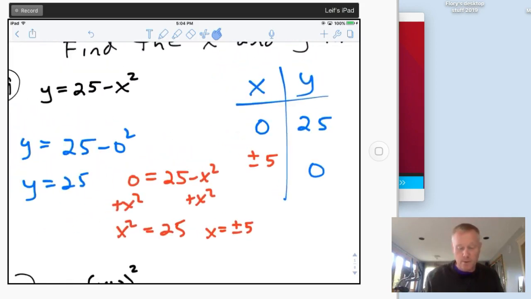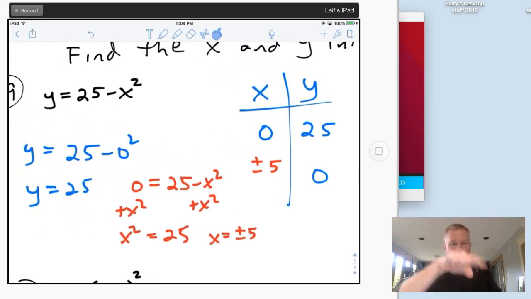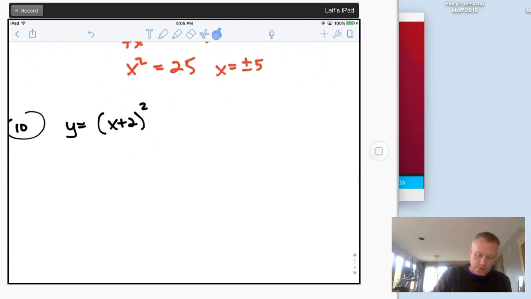Because sometimes, especially with that one, you're going to get a curve that goes across the x-axis more than once. All right, next one. So once again, I'm going to set it up the same way. Here's my x, here's my y. If I plug in 0 for x and 0 for y, what do I get? Let's do the easy one first.